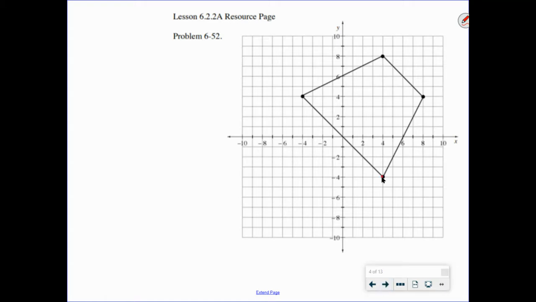But each one of these corners is called a vertex. And together, the plural of vertex is vertices. So we're going to find the coordinates of all the vertices. So please pause the video and write the coordinates of all the vertices and then unpause it and see if you're right.